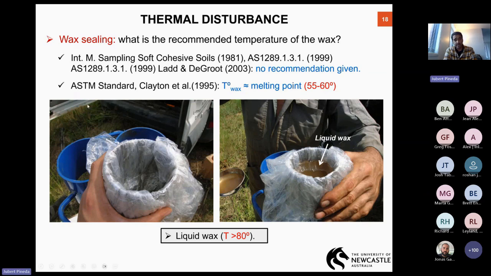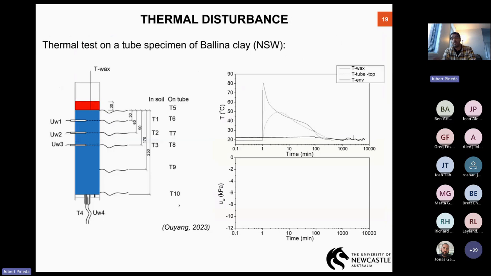There is a recommendation for the temperature of the wax in the ASTM standard and in this quite useful book, the book by Clayton from 1995. They recommend that the wax should have a maximum temperature very close to the melting point, which is 55 to 60 degrees, not 85 or 90 degrees, because that is too liquid, too hot, and it creates a lot of thermal gradients, all right? So we have done some experiments in our lab to see what is happening inside the soil when we wax them.